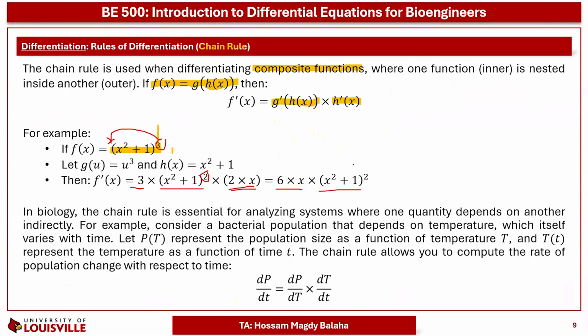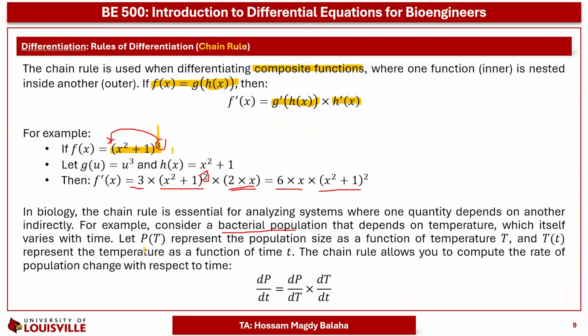To reflect that in biology, the chain rule is essential when you are going to analyze systems with one quantity that depends on another. For example, a bacterial population may depend on temperature, and the temperature itself varies with time. So you have a population that depends on temperature, and temperature depends on time. So you have two cascaded or two composite functions.